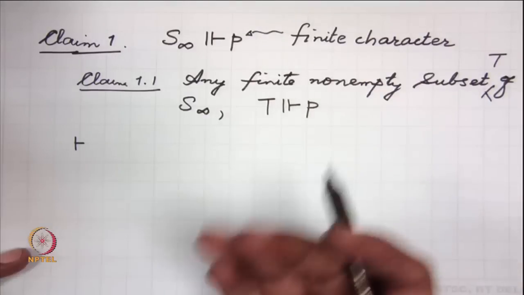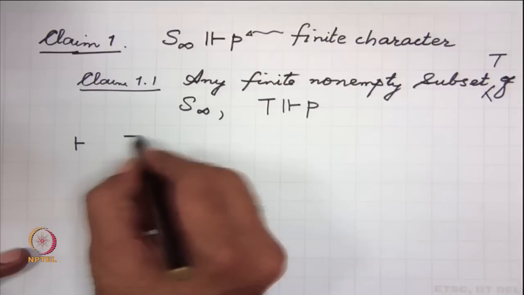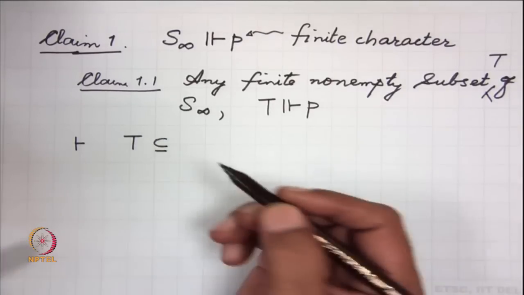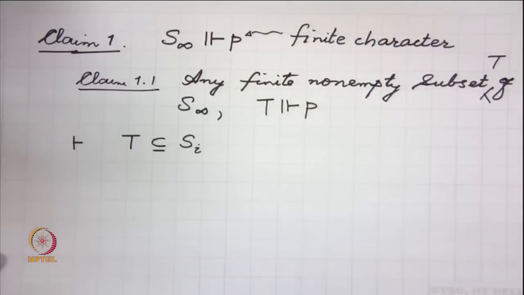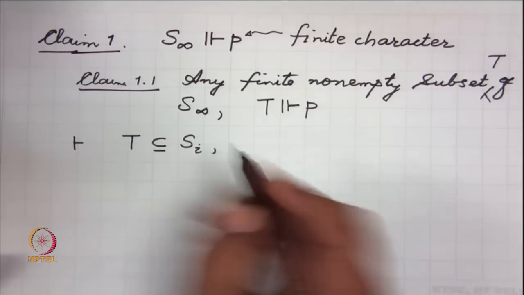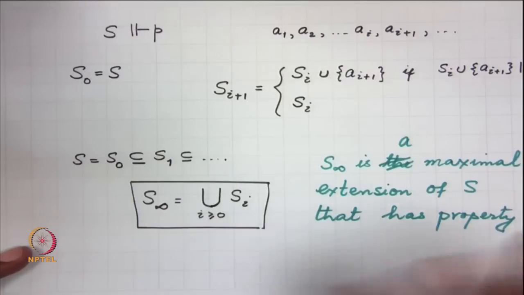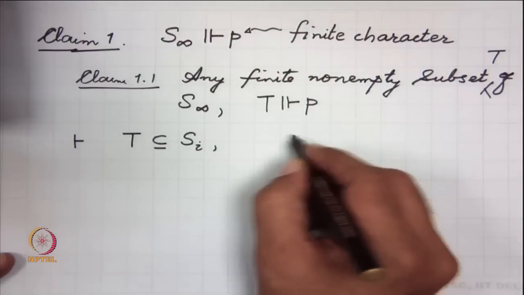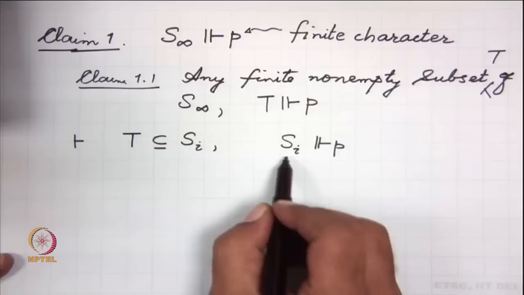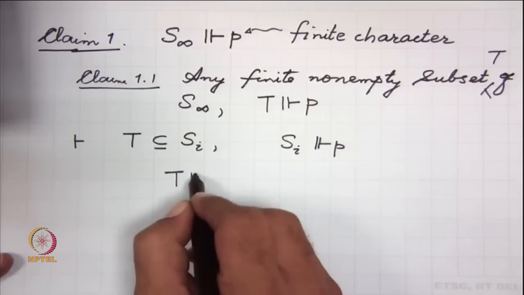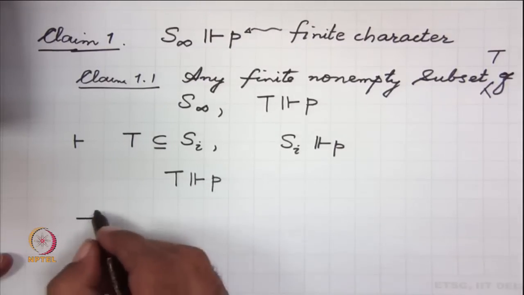So, I assume T is some finite subset. Since T is a finite subset, it consists of the elements A1, A2, A3, A4 and so on. It is finite, so it has an element with a maximum index, which means that T is a subset of some Si, where Si belongs to this chain. If T is a subset of this finite Si and we know that Si satisfies the property P, and P is a property of finite character, then any subset of Si satisfies P, therefore T also satisfies P. That ends this proof. So S infinity is of finite character.